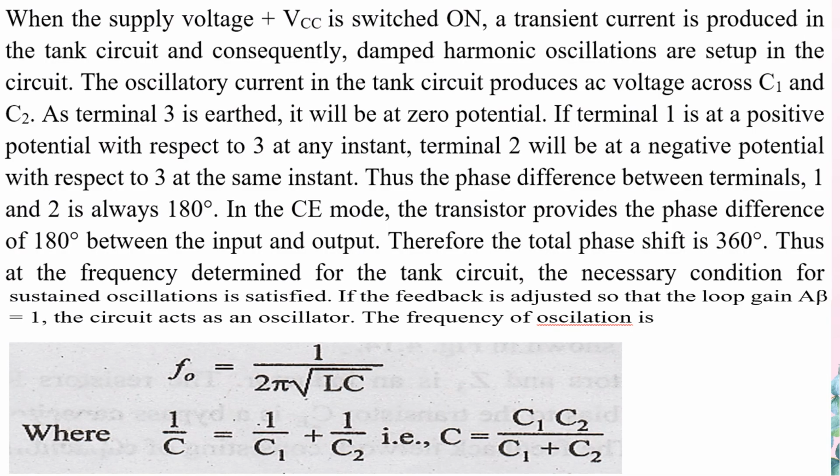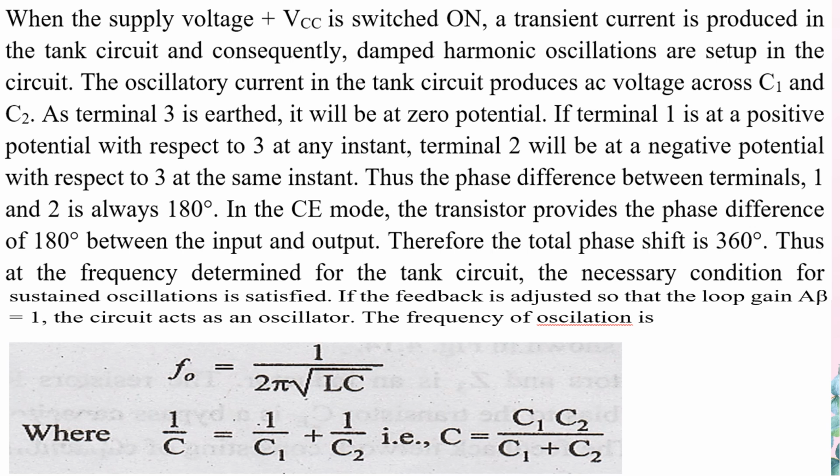The supply voltage plus VCC is switched on and a transient current is produced in the circuit, and consequently damped harmonic oscillations are set up in the circuit. The oscillatory current in the tank circuit produces AC voltage across C1 and C2.